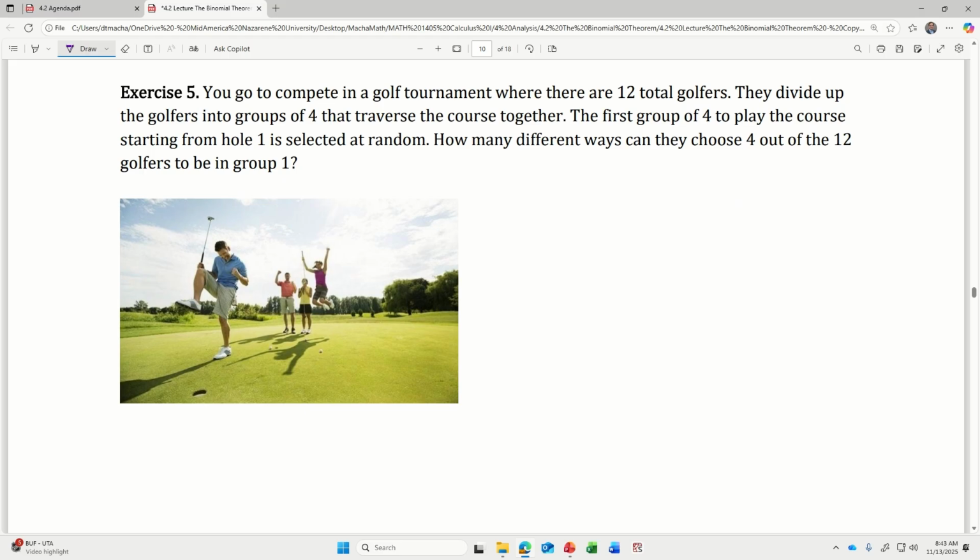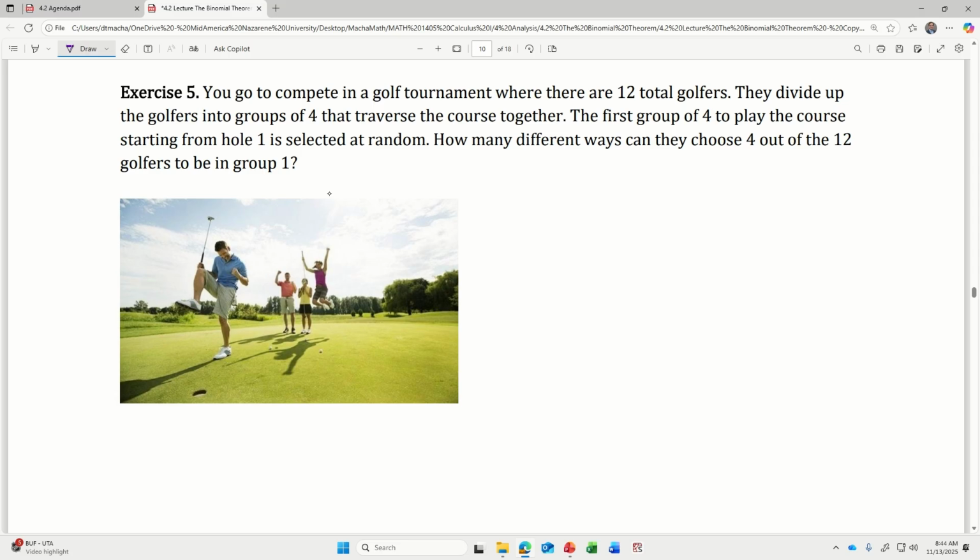Consider another one, because let's say you go to compete in a golf tournament. There's 12 golfers. They're dividing the golfers into groups of 4. The first group of 4 is selected at random. How many different ways can you choose 4 out of 12 golfers? So this is a problem where I'm not going to be able to just use my hands and think about it, right? Choosing 4 out of 12, that's a lot of choices. I'm going to need to logically think through this because I'm not going to just be able to wave my hands and count, right?